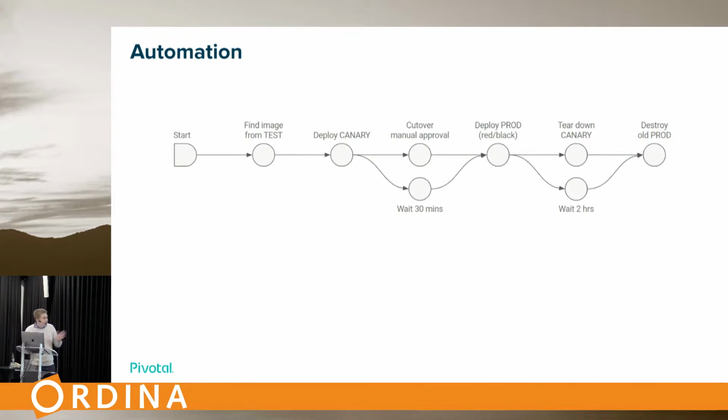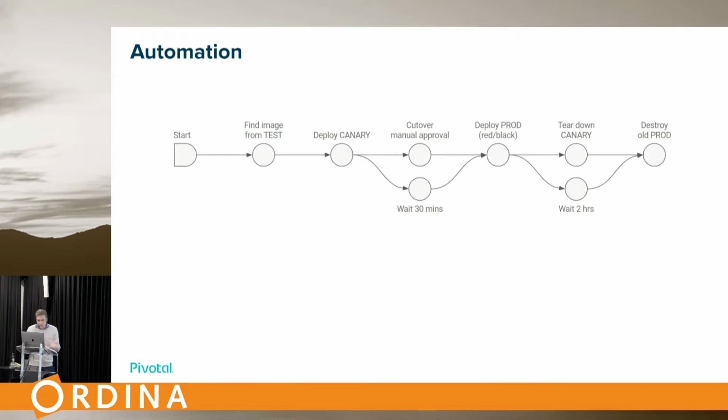Now, if you look at a normal production deployment here, for instance, where you do a Canary deployment, you just wait 30 minutes, you have a manual cutover, you deploy in blue-green fashion to production, and then you tear everything down and destroy the old versions, for instance. Then you could do this in Jenkins. It's perfectly possible. You could script all this yourself.